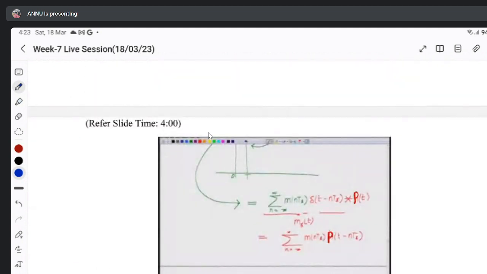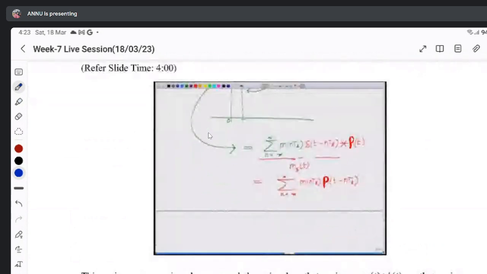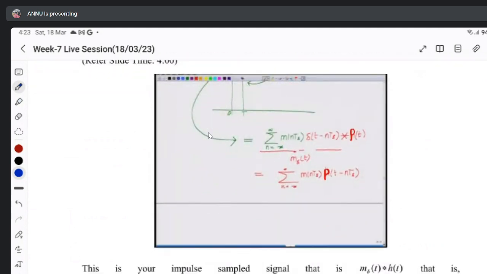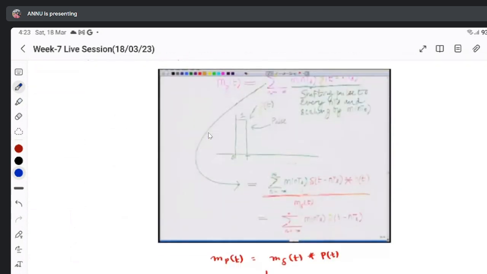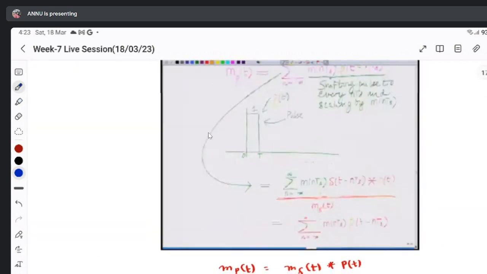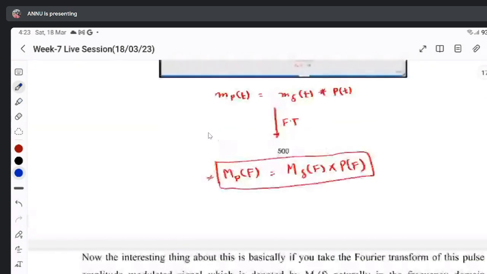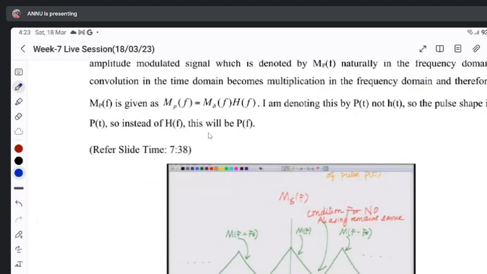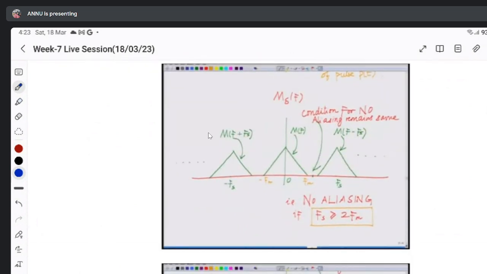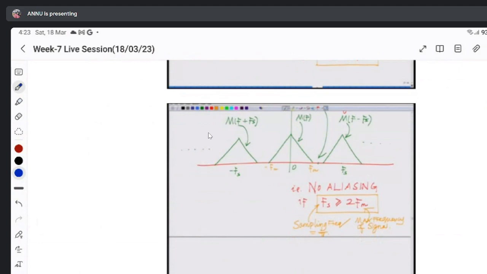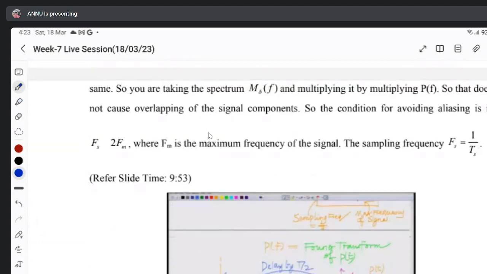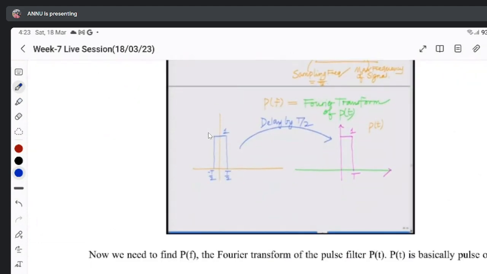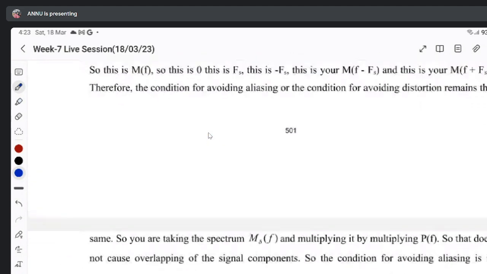So here we'll see h(t) for suppose a p(t). The similar expression you might have got also. So this one, m(nTs) convolved with p(t). Finally, you know that convolution in time domain is simply multiplication in frequency domain. Then if you have no aliasing, fs should be greater than or equal to 2 fm, and then similarly the sampling frequency, no aliasing, and then delay by T by 2. So you remember this one now.